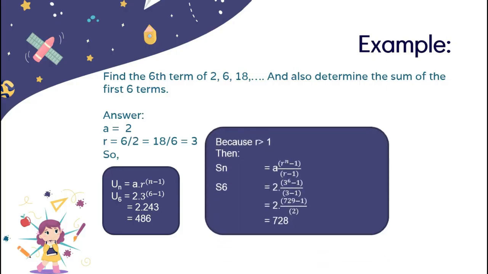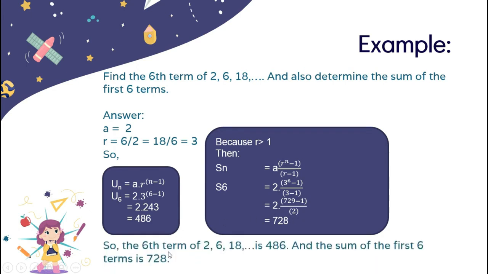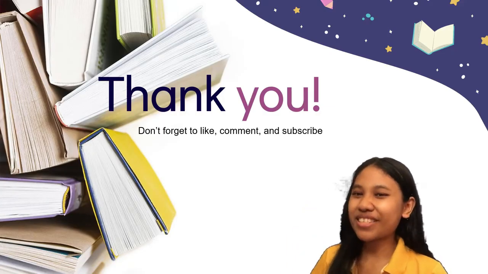Because r is more than 1, Sn equals a multiplied by (r to the n power minus 1) divided by (r minus 1). S6 equals 2 multiplied by (3 to the 6 power minus 1) divided by (3 minus 1). Then operated to produce S6 equals 728. So the 6th term of 2, 6, 18, ... is 486, and the sum of the first 6 terms is 728. Okay, that's all about sequence and series.